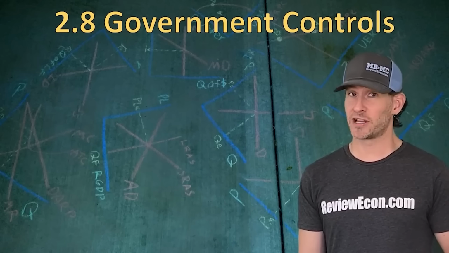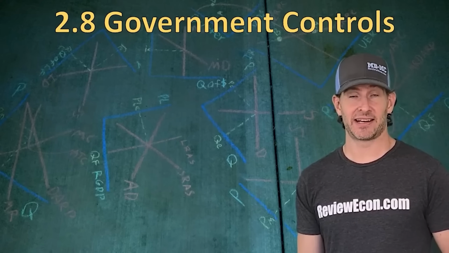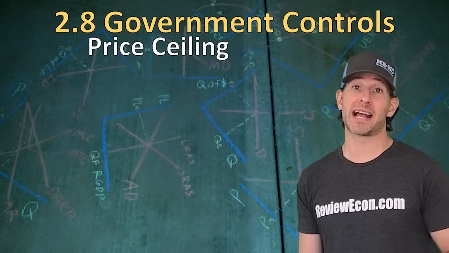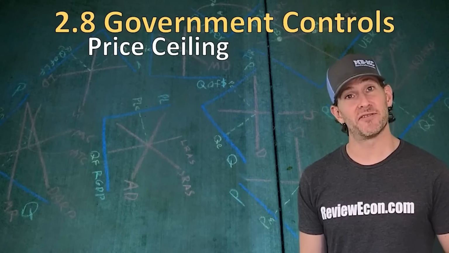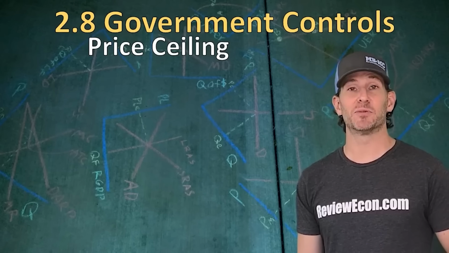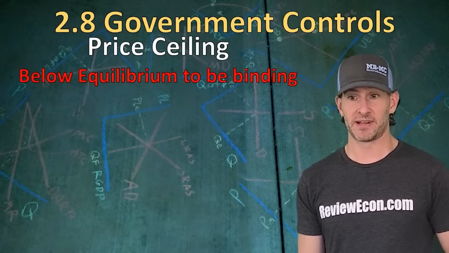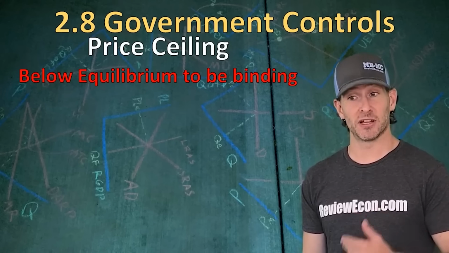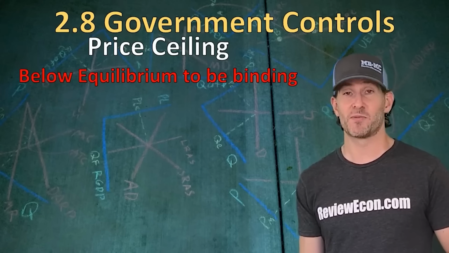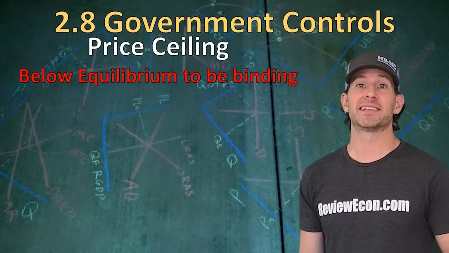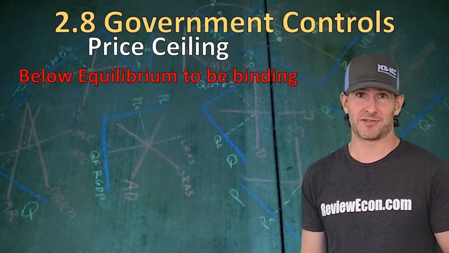Another government control we could get is a price ceiling. Price ceilings are maximum prices for a product. If a price ceiling is going to be effective or binding, it will be below equilibrium. By the way, if they aren't below equilibrium when they're a price ceiling, or they aren't above equilibrium when they're a price floor, that means they are ineffective, and we just go to equilibrium.